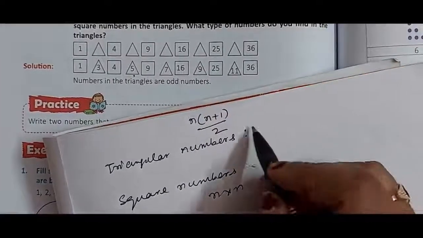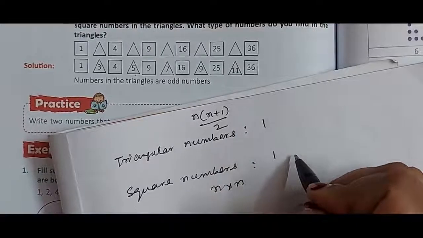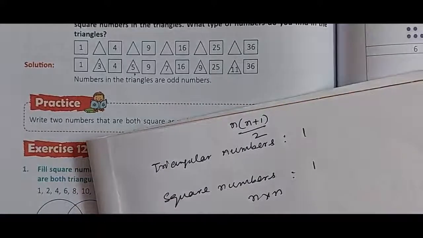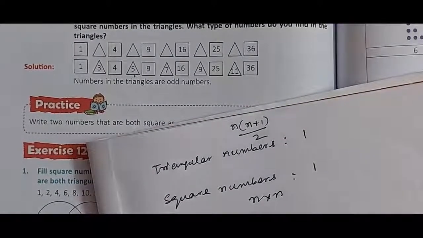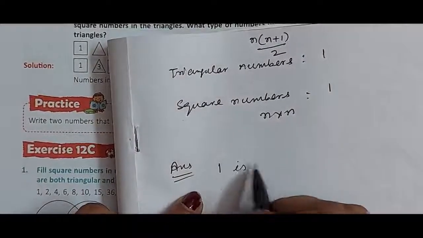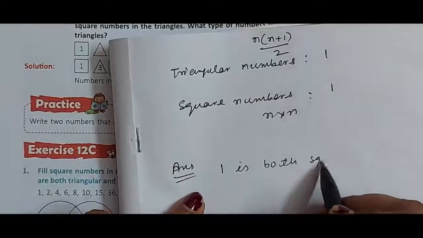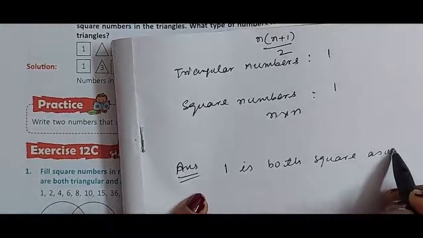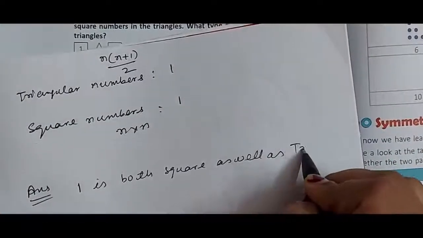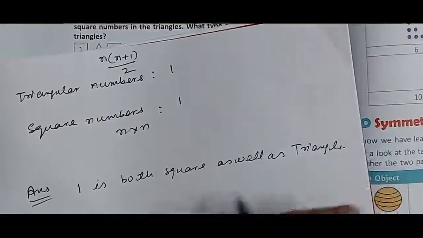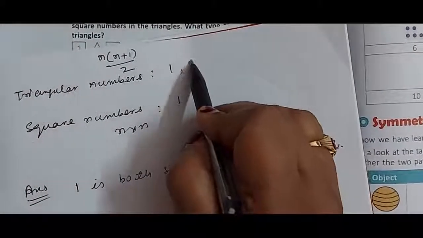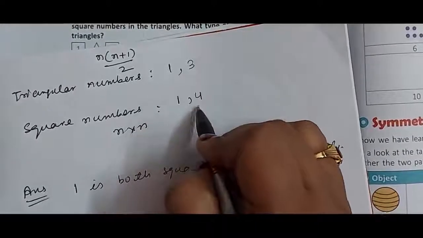So the first one, and here also 1. The question is, write two numbers that are both square as well as triangular numbers. So first we have got 1. So 1 is both square as well as triangular. Now let us take out the second one. Okay, the second triangular number is 3 and here it is 4. So it is not matching.